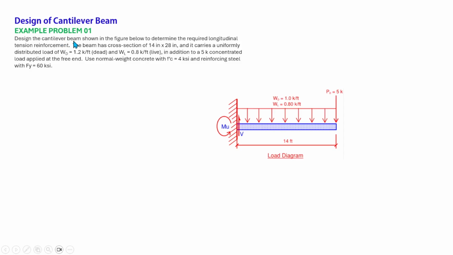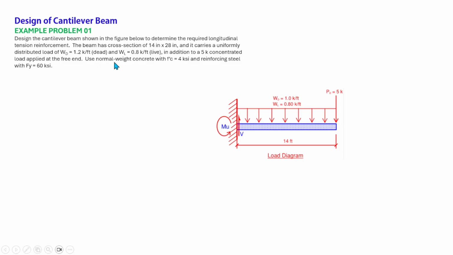Design the cantilever beam shown in the figure below to determine the required longitudinal tension reinforcement. The beam has a cross-section of 14 inches by 28 inches and it carries a uniformly distributed load of 1.2 kip per foot dead load and 0.8 kip per foot live load, in addition to a 5 kip concentrated load applied at the free end.